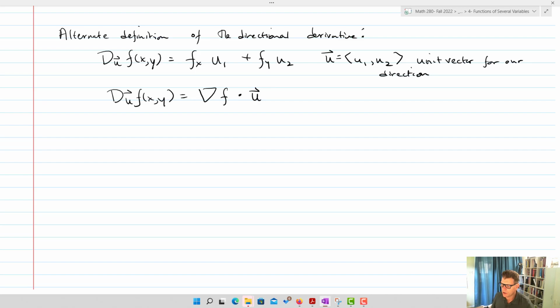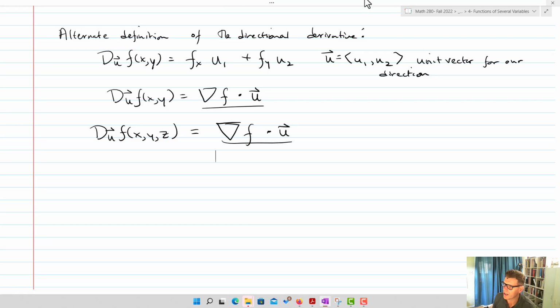The great thing about this is that if we did it in 3 dimensions too, Du, say, of f of x,y,z, is also going to be the gradient of f dotted with u. Just that our gradient now is going to be a vector of i, j, k. And we'll still dot it with u, our direction vector. So these two equations end up giving us ways to find our directional derivative.